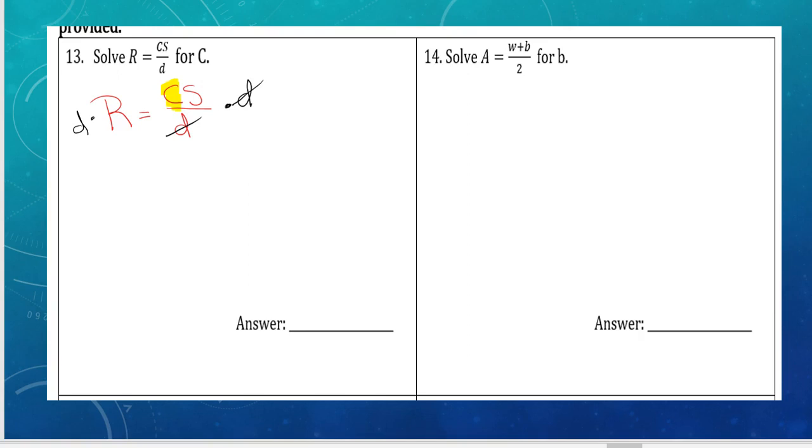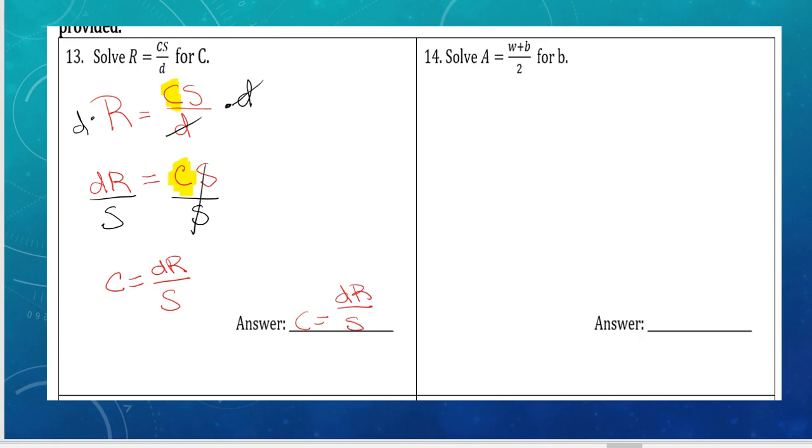My left-hand side, I can write it as DR or RD. Multiplication is commutative, so it doesn't matter which order I put that in. I'm going to re-highlight C. That's what we were asked to solve for. And in order to get C, or isolate C, I need to get rid of a multiplied S. So a multiplied S moves with dividing by S. And C is now by itself, and it equals D times R all over S. Let's put that in the answer spot.